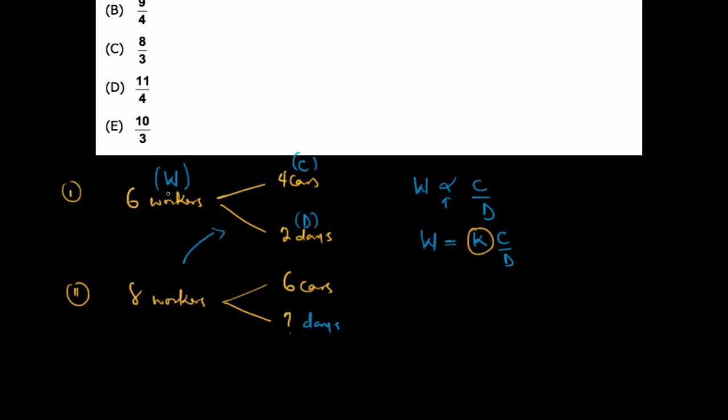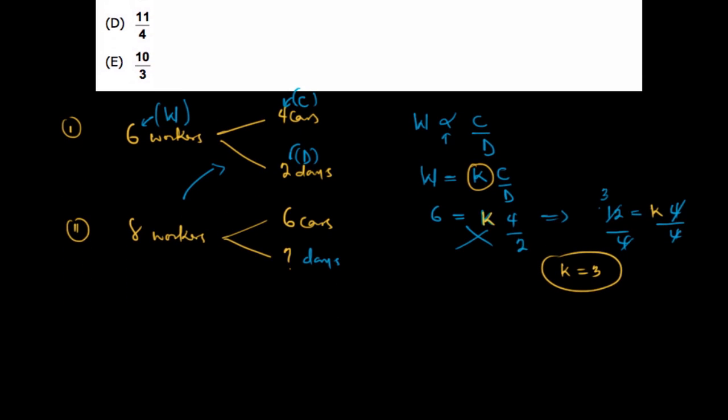To find K, I'm going to rely on the information I'm given here. When W is 6, my C is 4, and my D is 2. So 6 equals K times 4 divided by 2. When you cross multiply, you have 2 times 6, which is 12, equals K times 4. You divide both sides by 4 to find K, and 12 divided by 4 gives you 3. So my K equals 3.